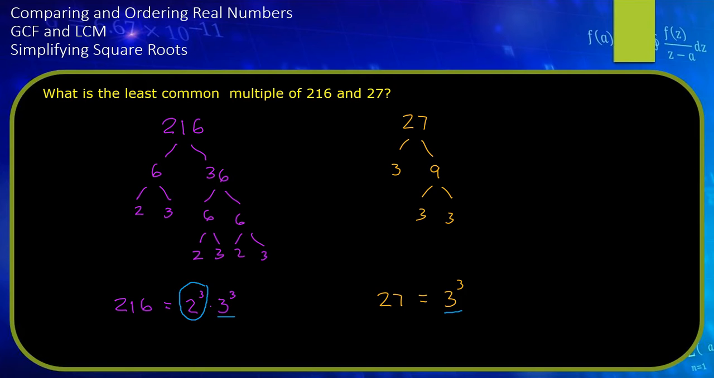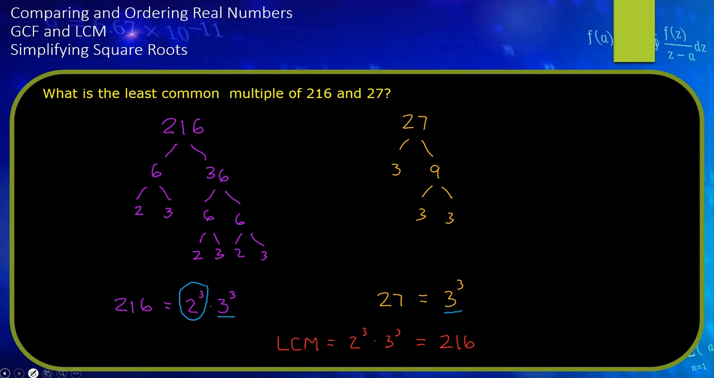And so the least common multiple ends up being the 2 cubed times 3 cubed, which we already know is 216. So it happens to be that 27 is a factor of 216. And so it's the least common multiple because 216 is obviously going to be a multiple of itself. It's a multiple of 1, you know, so.